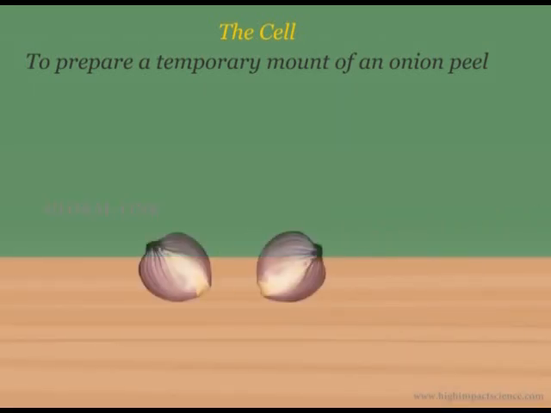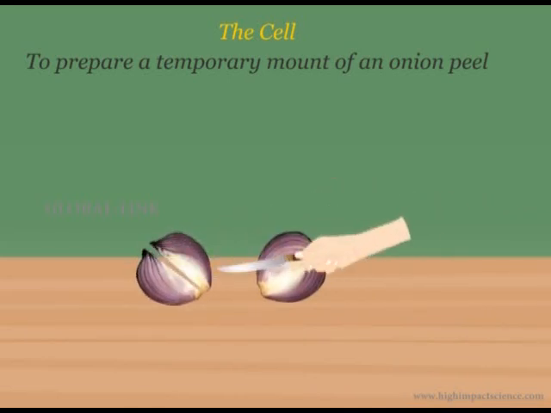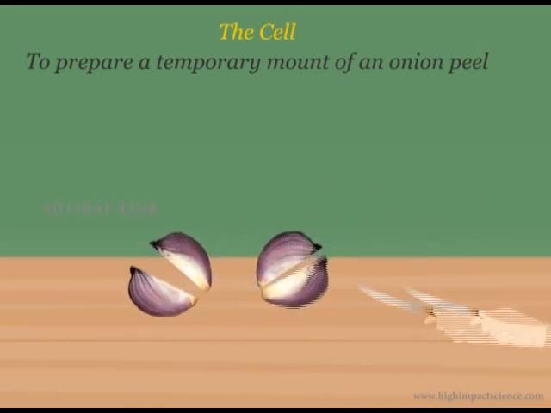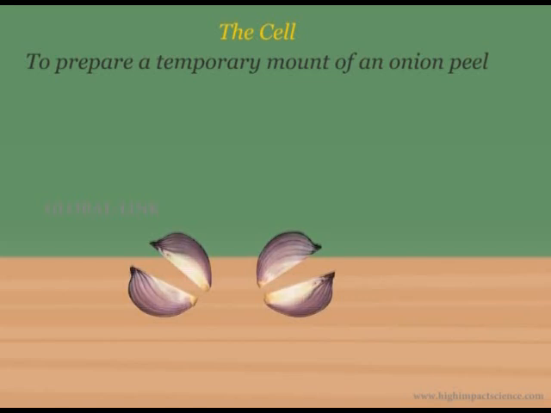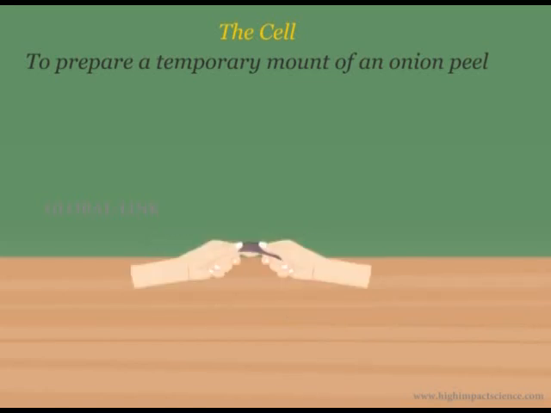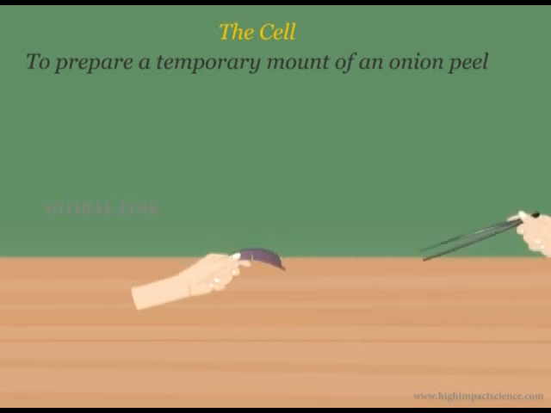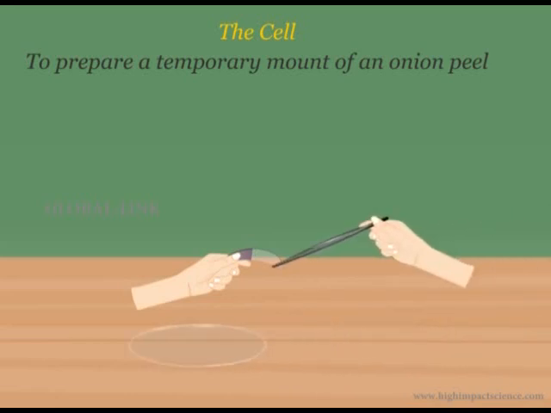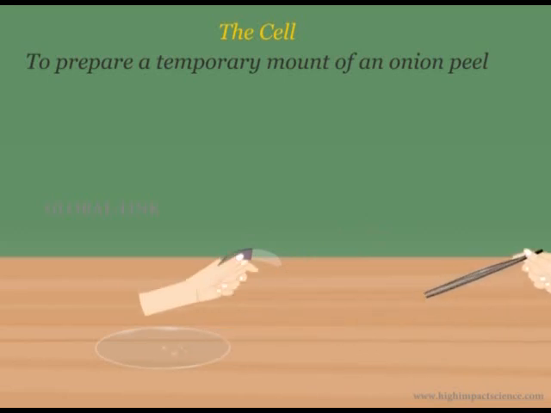Slice the onion into 4 or 5 pieces with the knife. Remove a scale leaf from one of the pieces. Break it gently from the middle and peel a small portion from the delicate epidermis. That is the covering of the inner surface of the scale leaf. Remove the delicate epidermal peel with a forceps and place it in a watch glass containing distilled water.